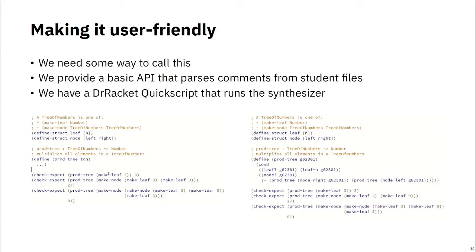Finally, because this is code intended to be used by students, we need to figure out how to make it good. We need some way to call Bingus, and we provide a basic API that can parse the comments from student files. Here we have a data definition and a signature and a comment, and we are able to successfully parse all of this and provide the proper inputs for it to create a program. We also have a very Spartan quick script for DrRacket that runs a synthesizer with just the press of a button.